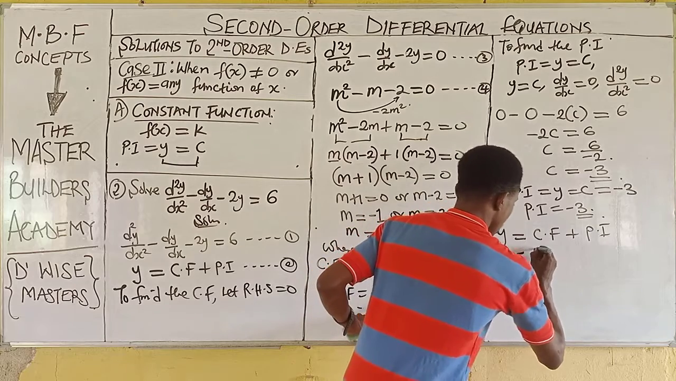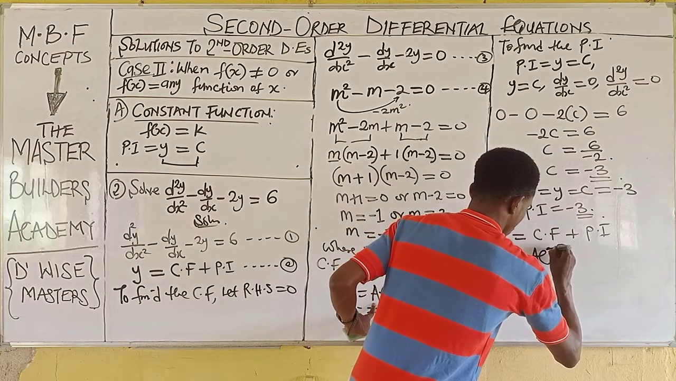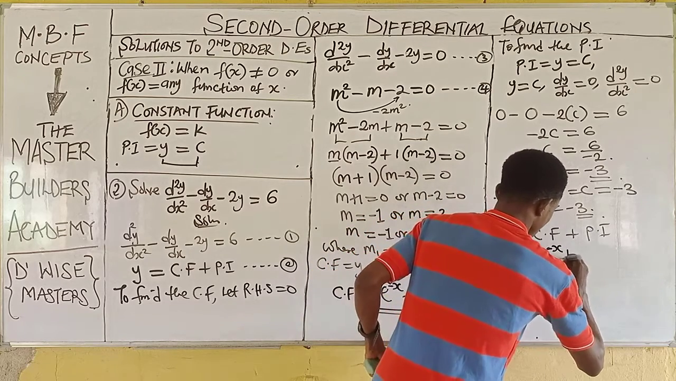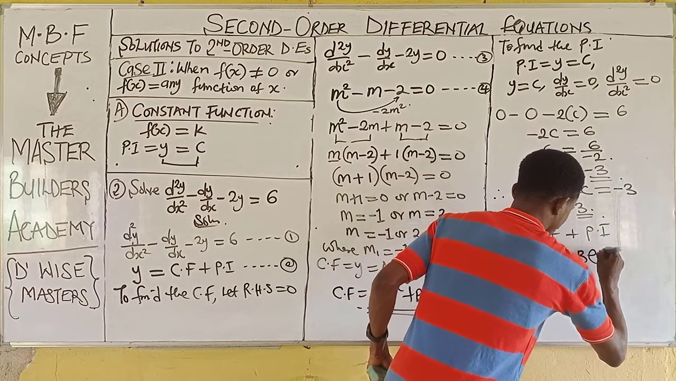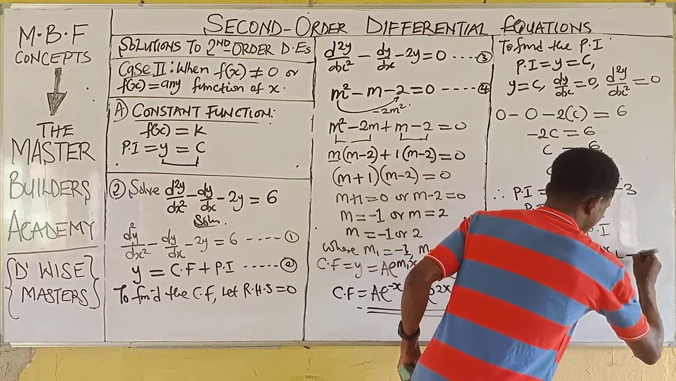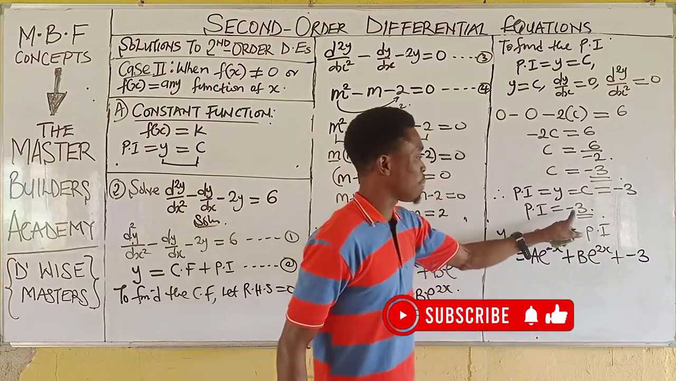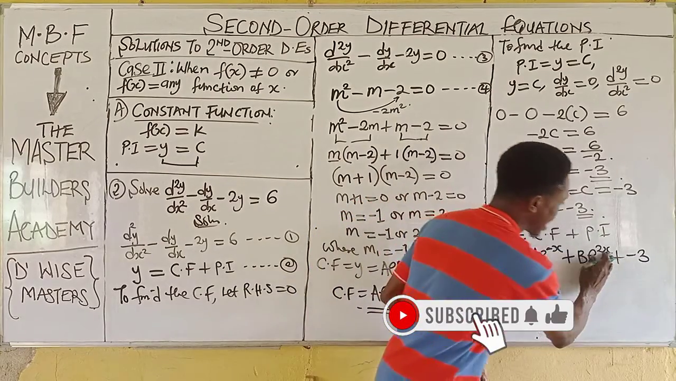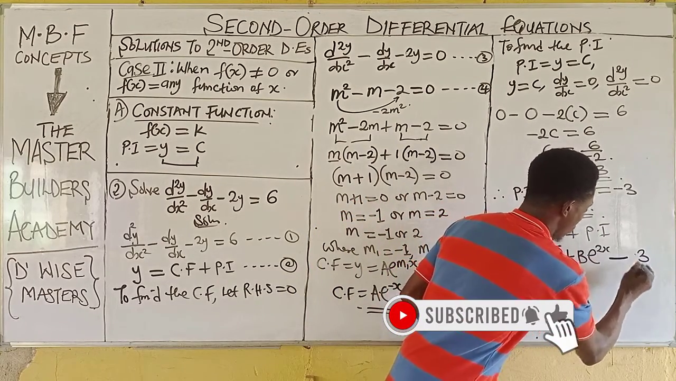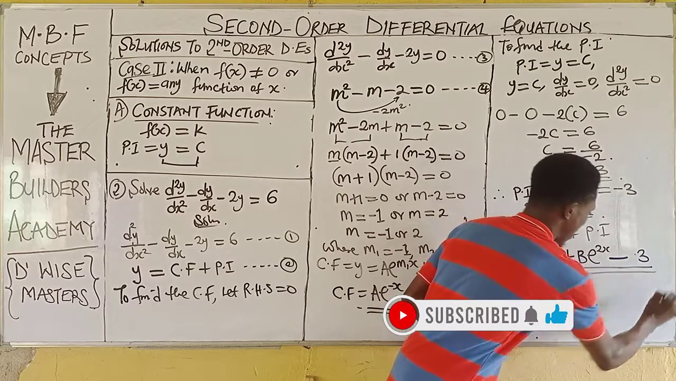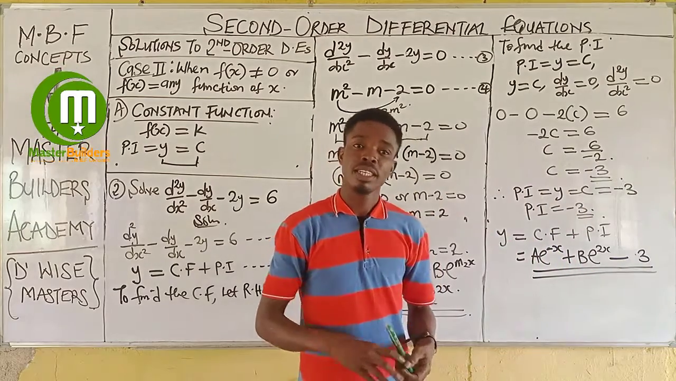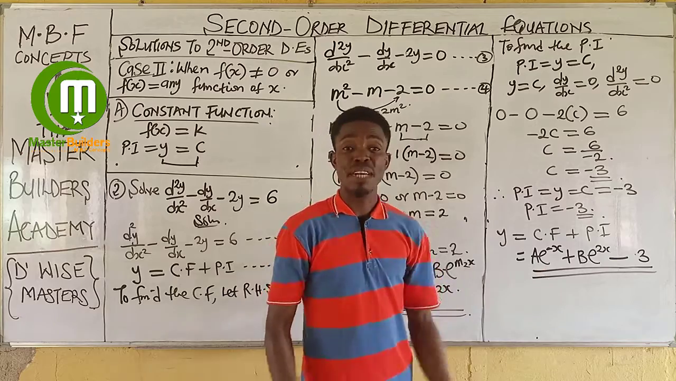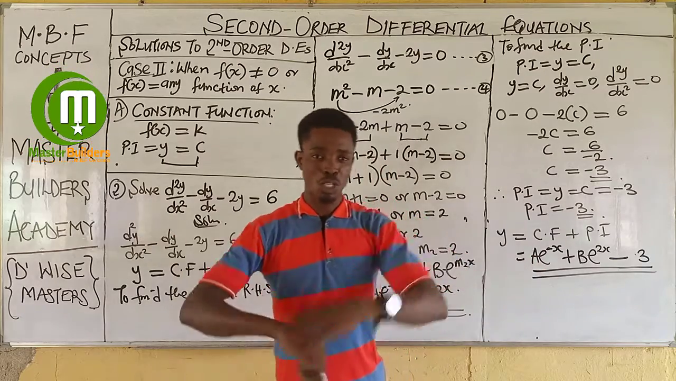This would have given us y equals a e^(-x) plus b e^(2x) plus the particular integral, which is -3. Don't forget that the particular integral is -3. So automatically everything here would have been -3. Plus multiplied by minus is minus. So this is the final answer to this question.